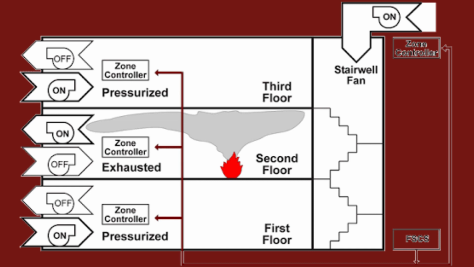Smoke control refers to strategies and systems designed to manage and direct smoke movement in buildings during a fire to enhance safety and facilitate evacuation. Effective smoke control is critical for ensuring the safety of occupants and first responders, as well as protecting property. Here are some key components and methods of smoke control.